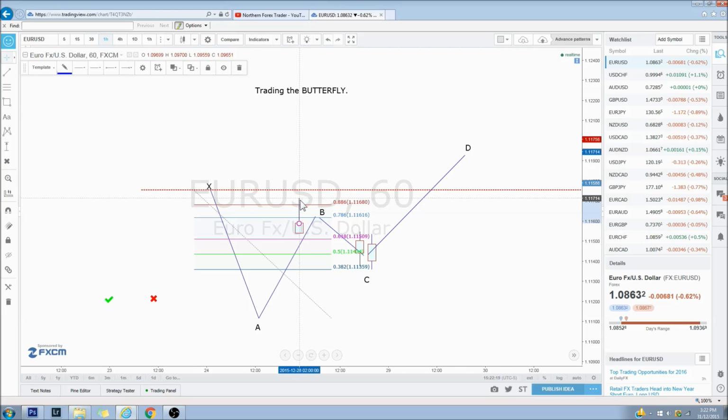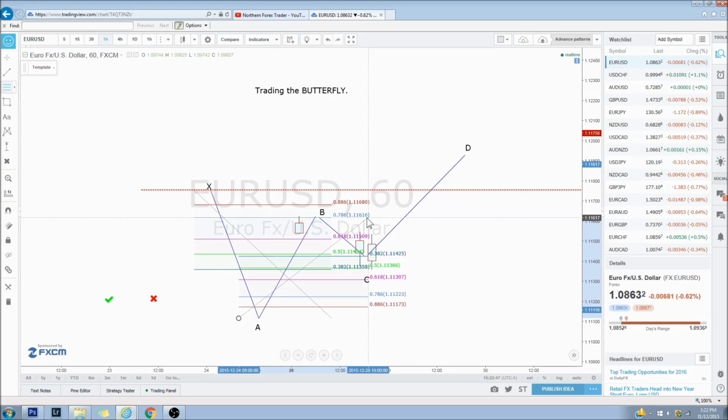Okay? So as long as the wick touches the 786, we are good. Okay? This candle becomes very important later when I try to explain the D entry point. But for now, let's play in a perfect world. Perfect world, our wick comes in, touches a 786. So now our next rule is to fib retrace the A to B leg.